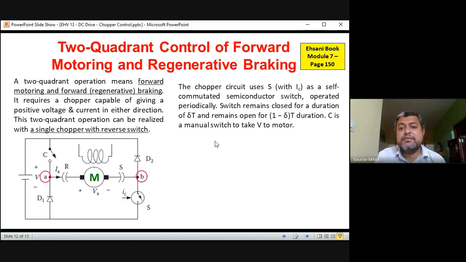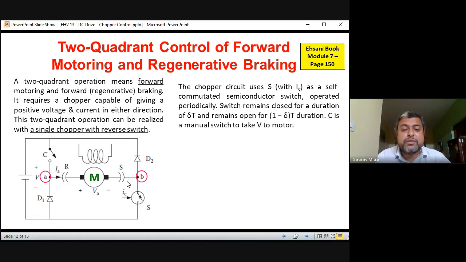Initially, as given on the right side in the top column, we are at the initial stage of the chopper action. We are explaining how the two-quadrant operation takes place. There are mainly three steps, and we will explain them. The chopper circuit uses S with IC, where IC is the control current which is controlling the gate. So the chopper circuit uses S with IC as a self-commutated semiconductor switch operated periodically. 0 to delta T is the duty cycle, and delta T to T is the off time or freewheeling time. The switch remains closed for a duration of delta T.